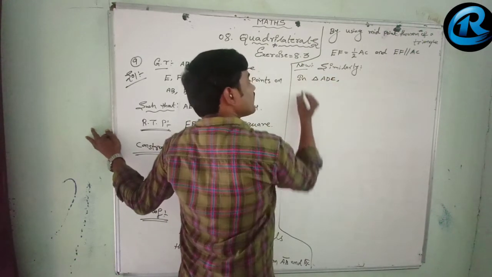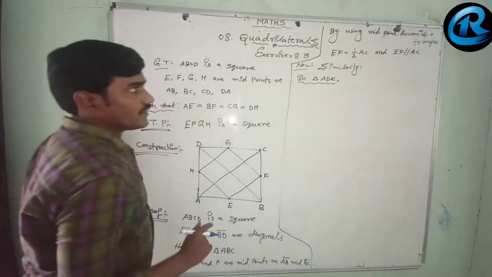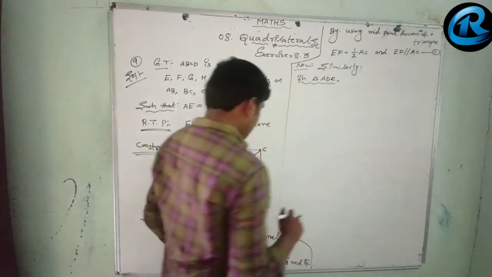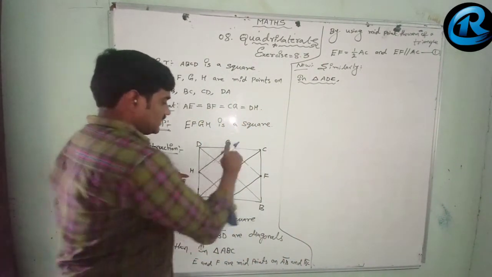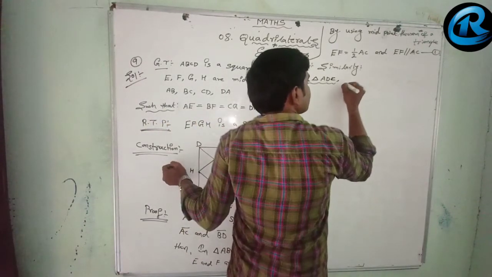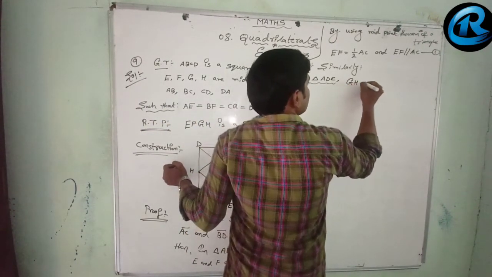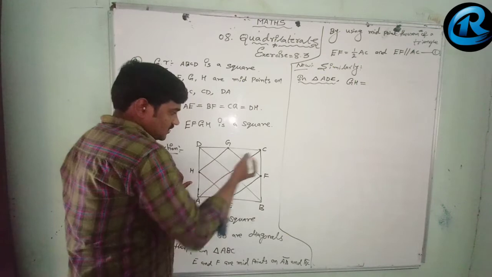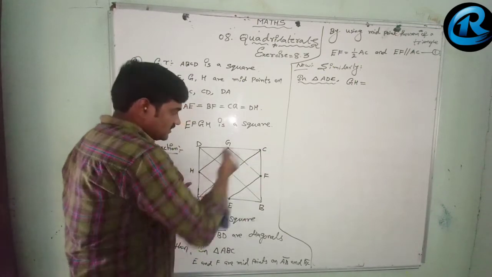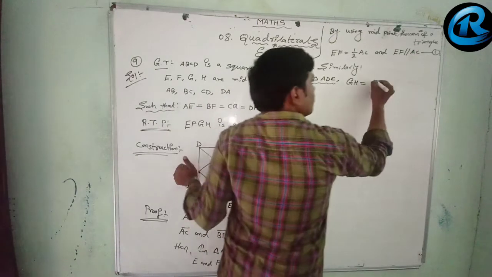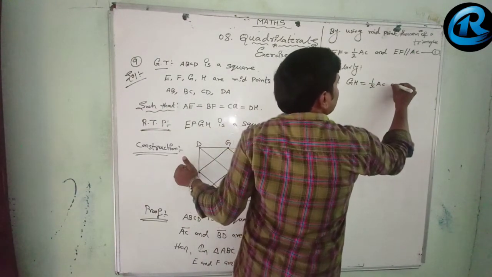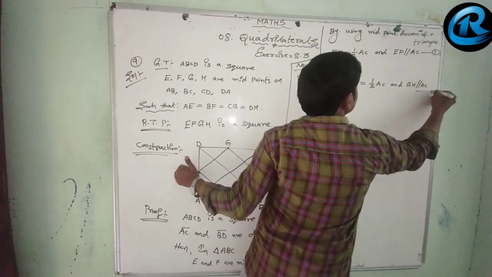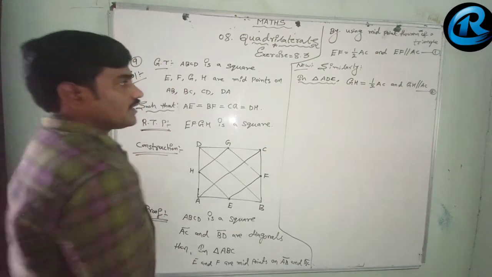In triangle ADC, what can we write now? In triangle ADC, this will give us equation number 1. In triangle ADC, GH is parallel to AC, and this GH is half of the AC. This is equation number 2.